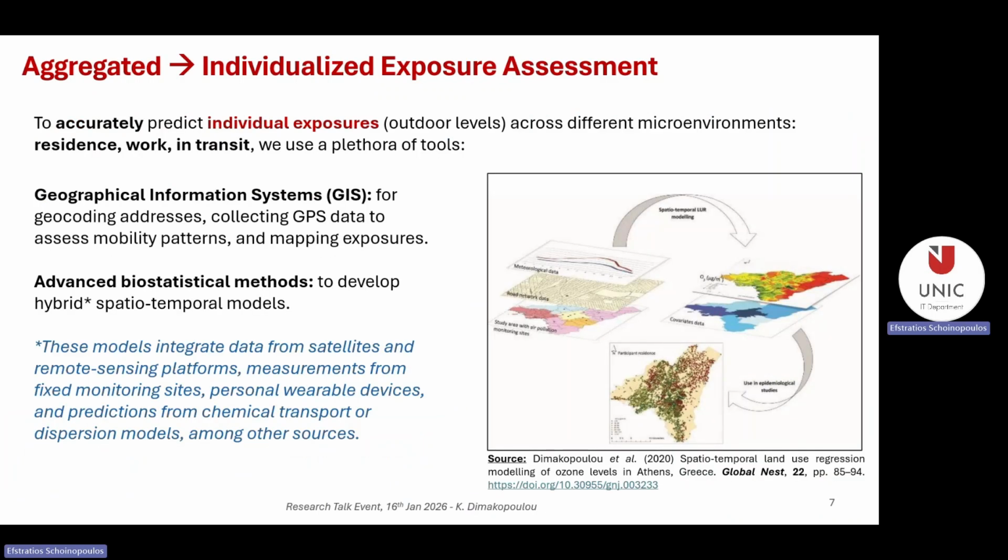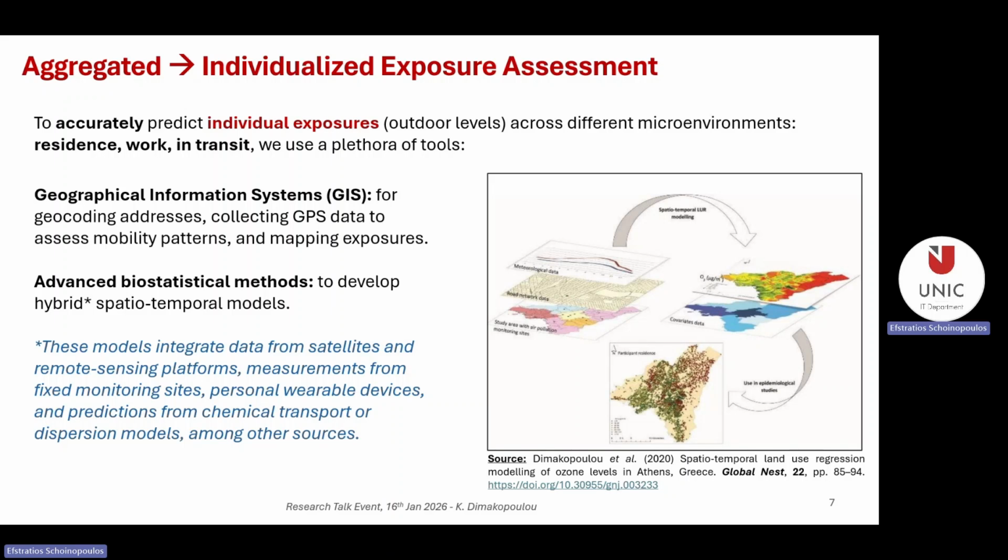In the past, we used aggregated data to do all this research work, but now we have shifted towards individualized exposure assessment. This means that we predict individual exposures across different microenvironments based on the home address, the work address, and when we are in transit, using a plethora of tools. I mentioned before that we use GIS, which are geographical information systems used for geocoding addresses, collecting GPS data to assess mobility patterns, and also mapping exposures.